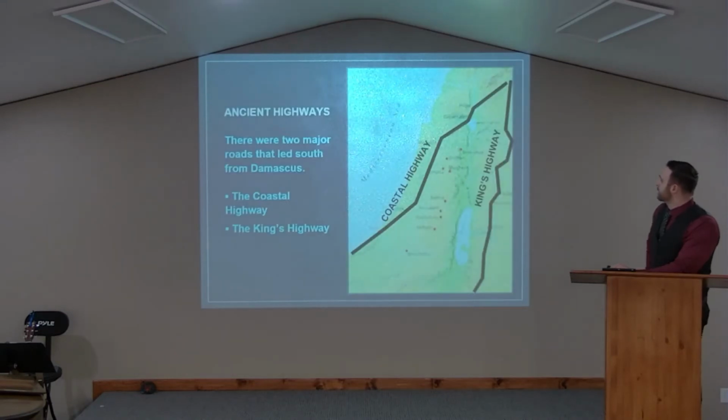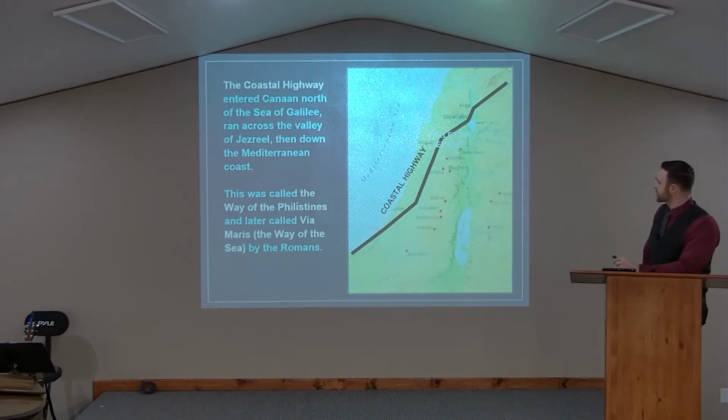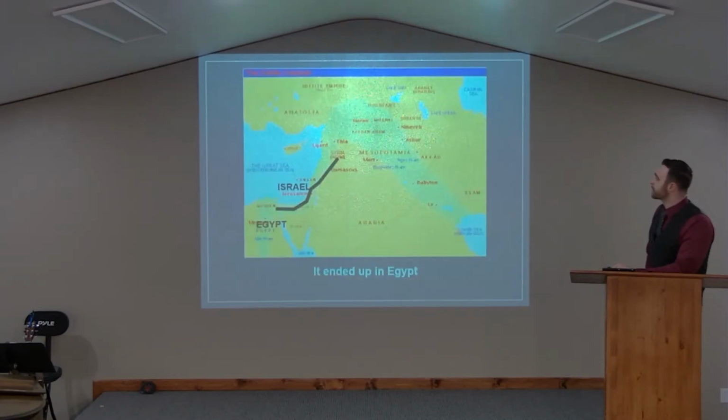There was also, we talked about the fact that this is a land bridge here through Canaan. Remember, the Arabian Desert is over here somewhere. There's 2 major roads that led south from Damascus, that led all the way around the Arabian Desert and ultimately down to Egypt, called the Coastal Highway and the King's Highway. The Coastal Highway came into Canaan way up here north of the Sea of Galilee and then went down past the Mediterranean coast. For that reason, it was called the Way of the Philistines, because remember, all of their cities were right here. And then the Romans also called it the Way of the Sea. And it went all the way down here to Egypt.